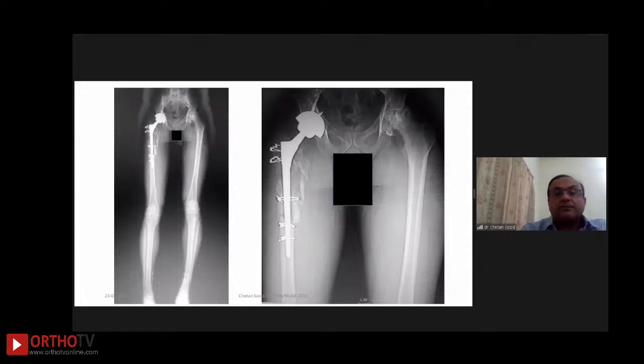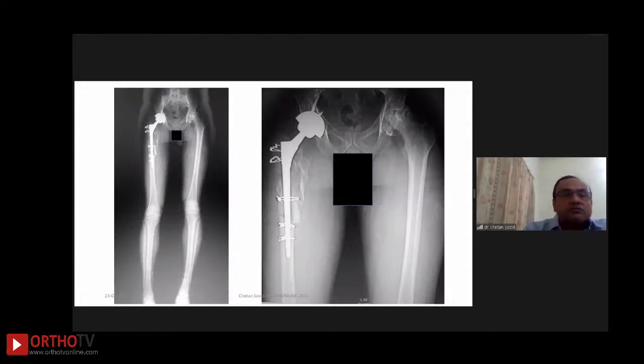Initially, we were very skeptical, should we make him walk? But he himself was quite confident. And by 3 weeks, he started putting weight. But this was the condition. That's the old, our workhorse, the Wagner, which we are very, very confident of. And at times, we have even used it in proximal tumor surgeries, as long as the sleeve is preserved.